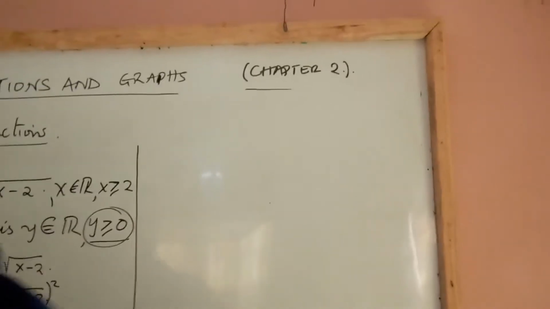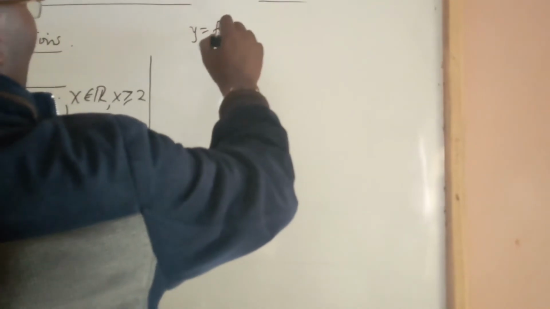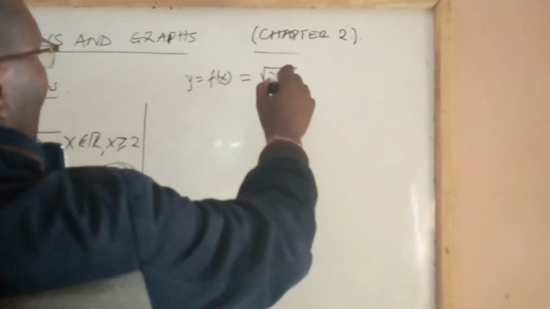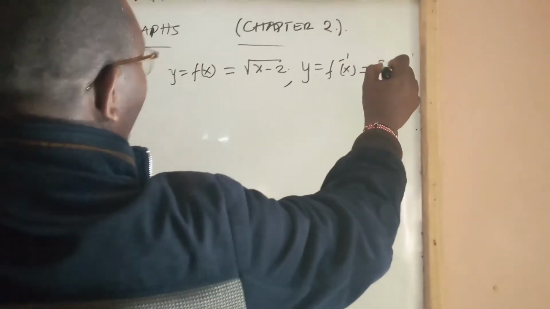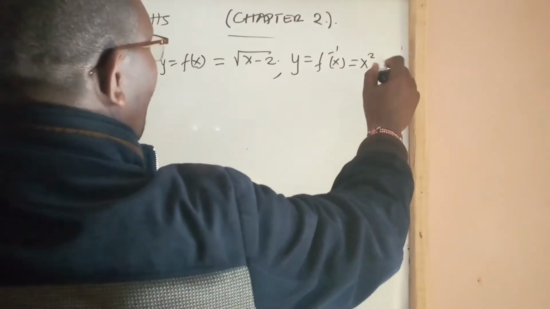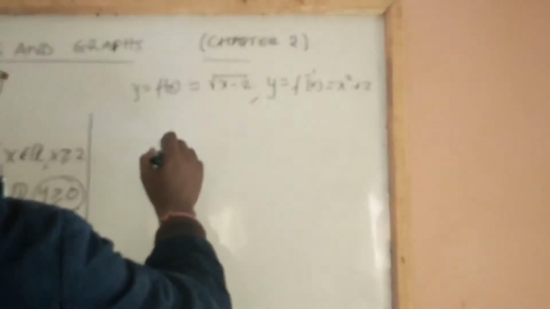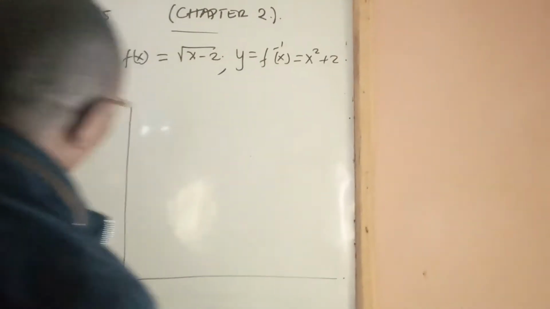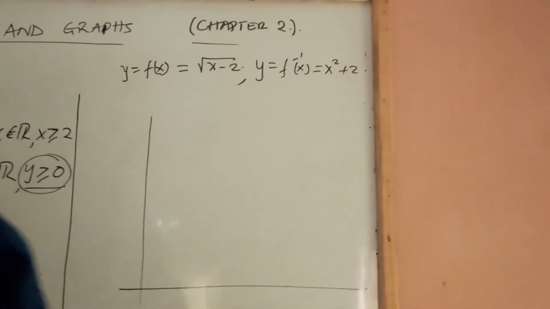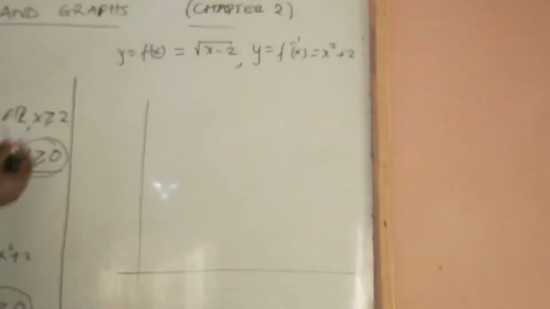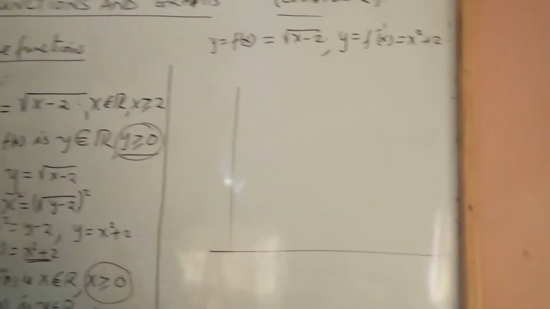At that point, we must remember that y equals f(x) is given by the square root of x minus 2, and y equals f prime (x), the inverse, is given by x squared plus 2. We must not forget this, because this is where our graph is supposed to be. This is what you're supposed to sketch. If we start with the function of x, we must consider the domain: x is greater than or equal to 2.